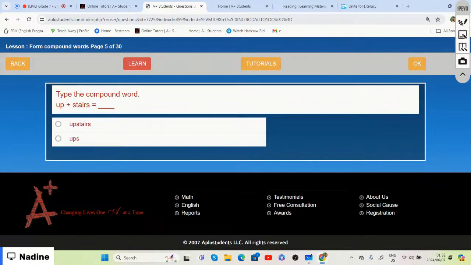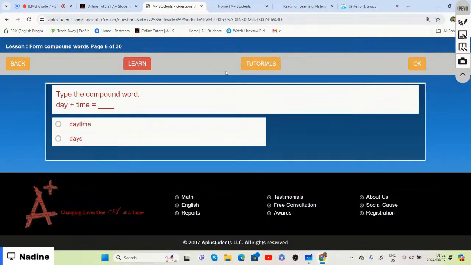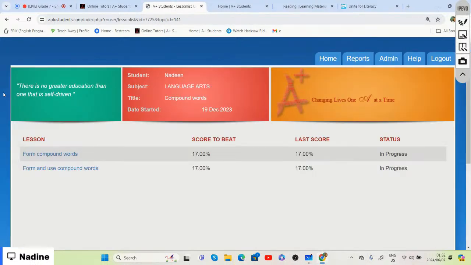And we say up plus stairs is upstairs. All right. Okay, let me go to the next one. So we had to form compound words. Now we're going to use and form compound words.